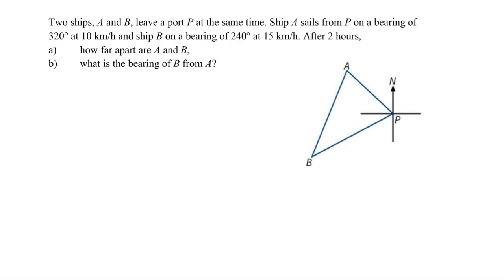Hello everyone, welcome to this question where we have two ships, A and B, leaving port P at the same time. Ship A sails from P on a bearing of 320 degrees at 10 km per hour.